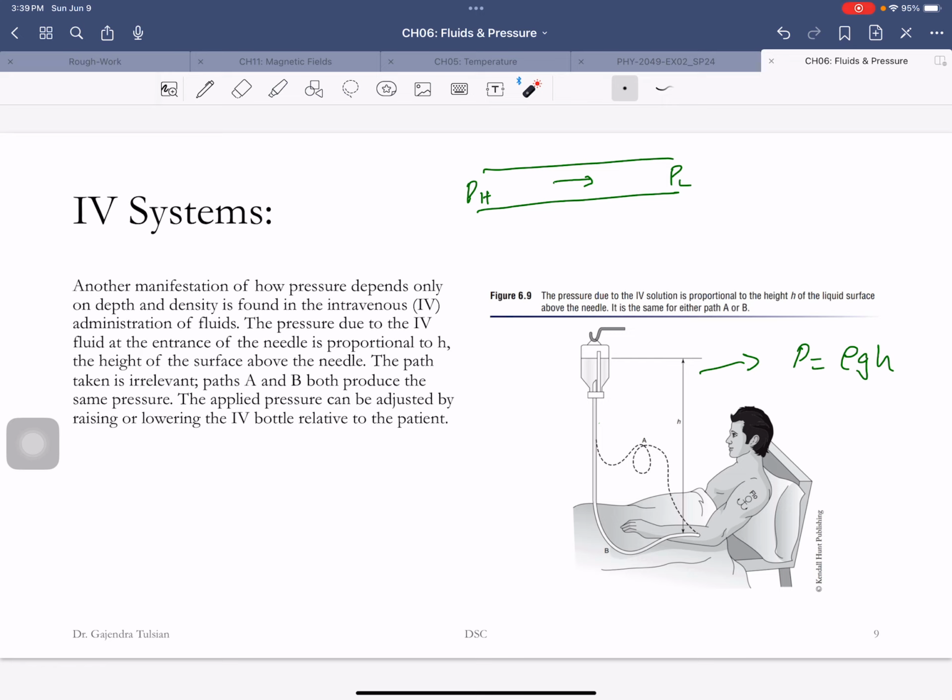The pressure due to the IV fluids at the entrance of the needle is proportional to the height of the surface above the needle. It's proportional to this height. The path taken is irrelevant, whether the tube is like this or like that, it doesn't matter. The applied pressure can be adjusted by raising or lowering the IV bottle relative to the entry point.